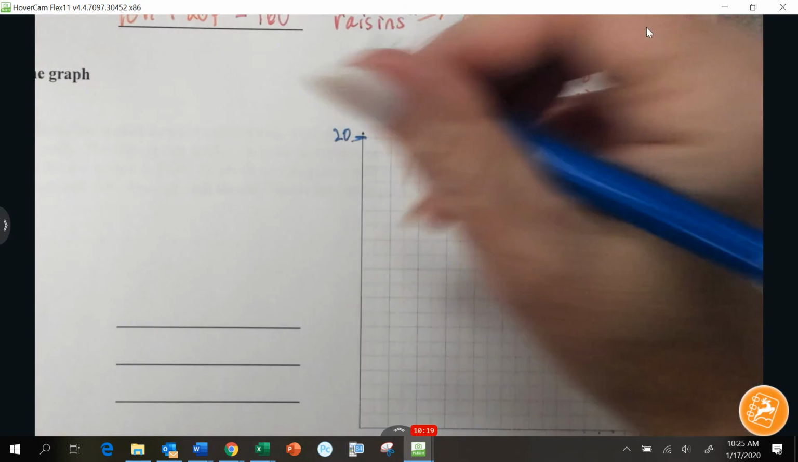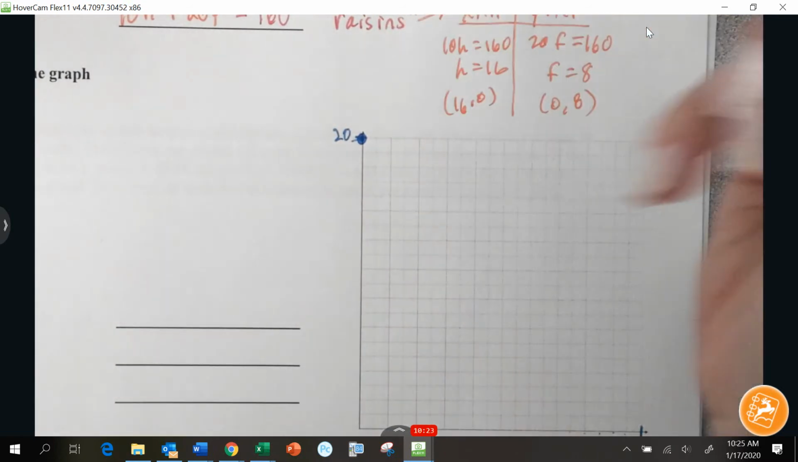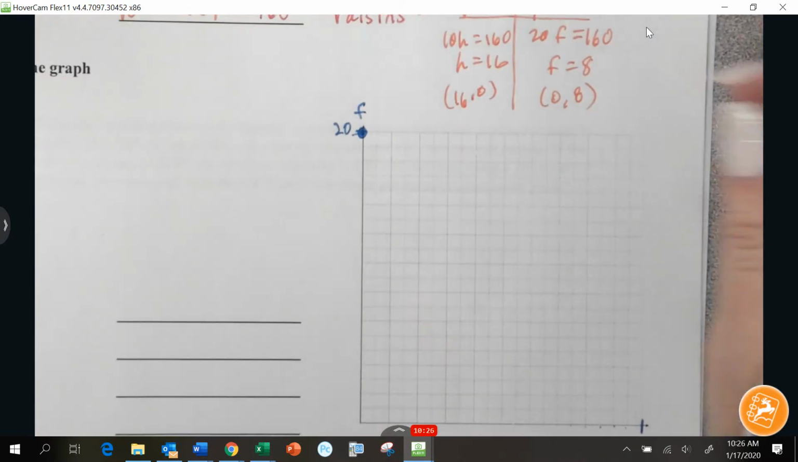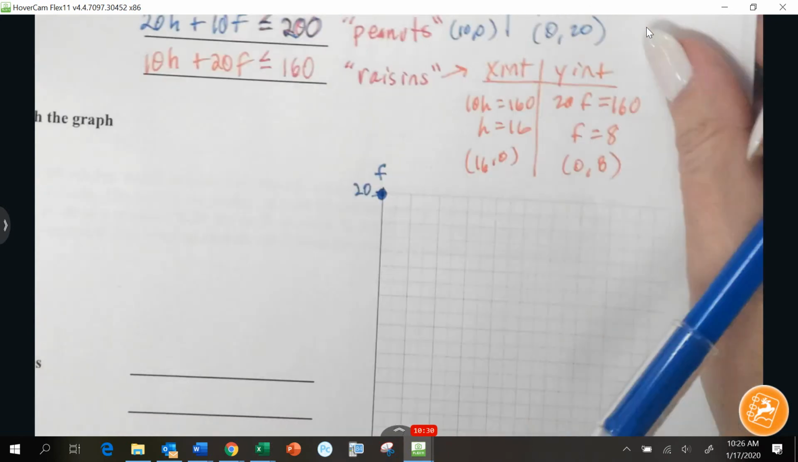So for my blue one, I've got a y-intercept, or what axis? This is the F-axis at 20. And on my H-axis, or the x-axis, I have, what, 10?